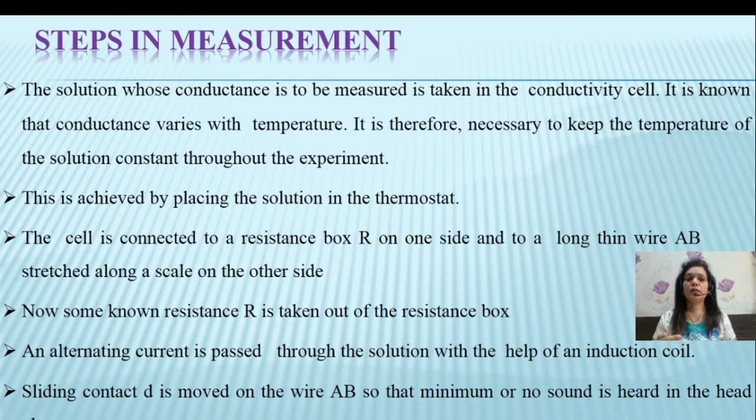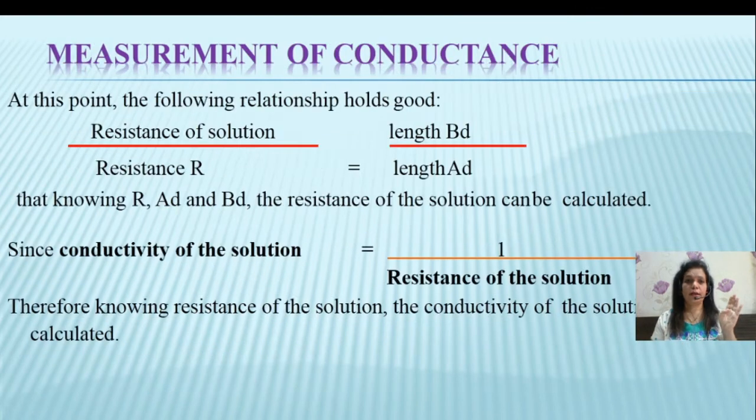The cell is connected to resistance box R on one side, and to a long thin wire AB stretched along a scale on the other side. Now, with a known resistance R taken out of the resistance box, an alternating current is passed through the solution with the help of induction coil. Sliding contact D is moved on the wire so that minimum or no sound is heard through the headphone.